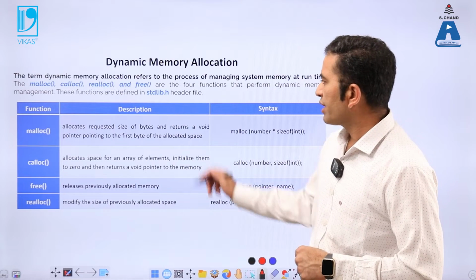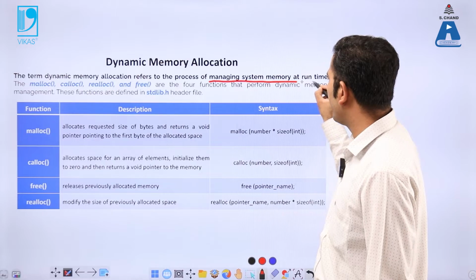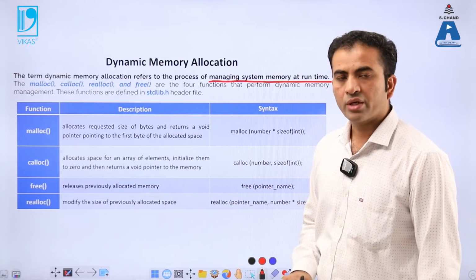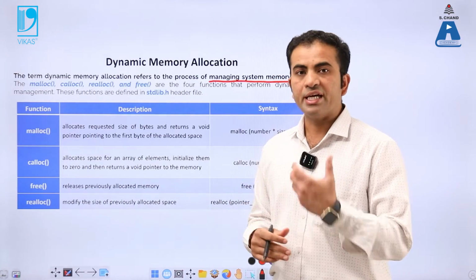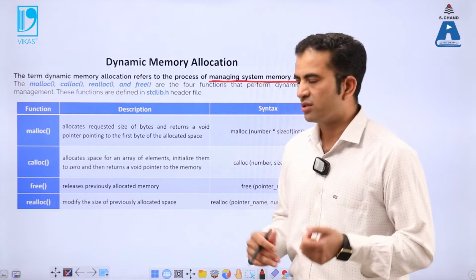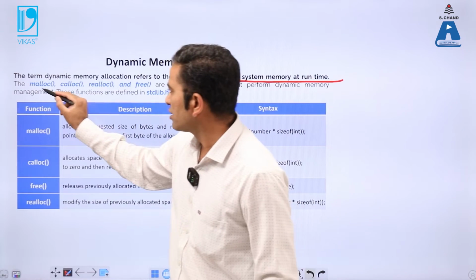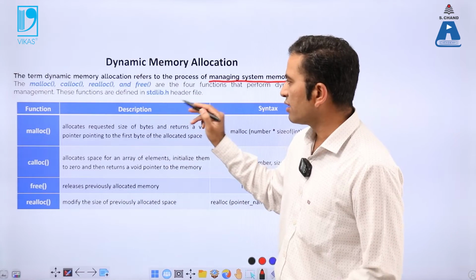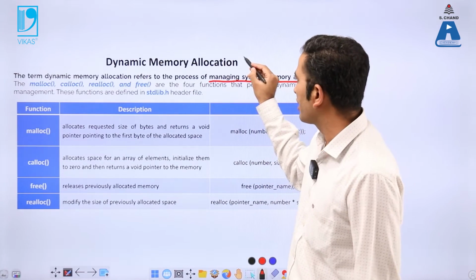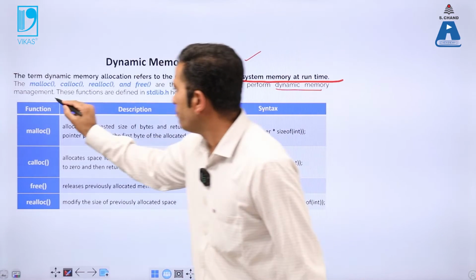Dynamic memory allocation refers to the process of managing system memory at runtime. Okay, when we run the program, how the memory is allocated dynamically to all the functions. This dynamic memory allocation consists of these four functions: malloc, calloc, realloc and free. So these are the four basic functions for dynamic memory allocation, or we can say dynamic memory management.